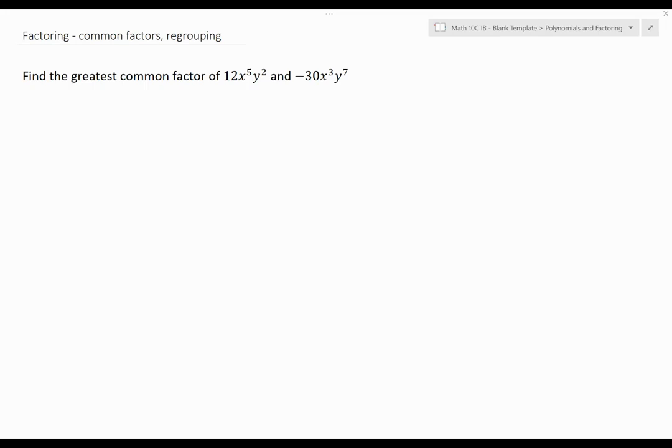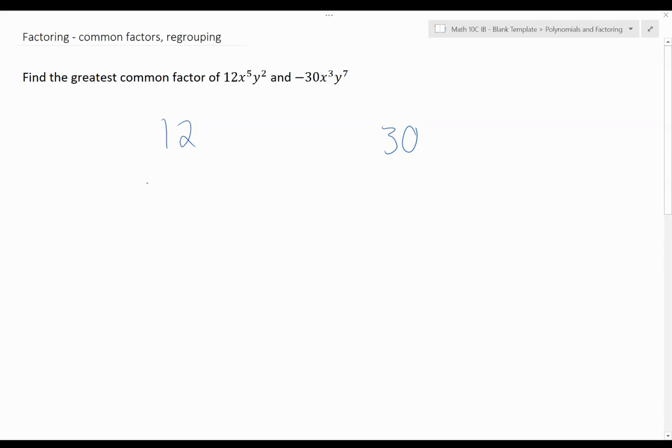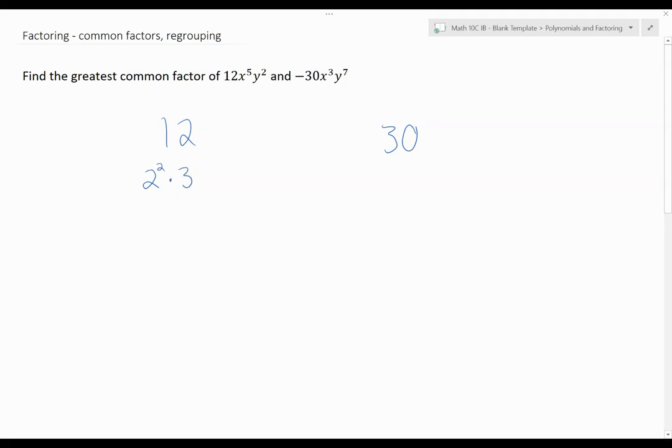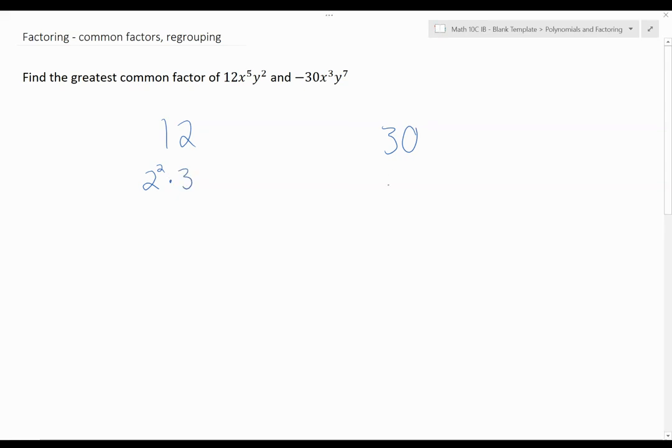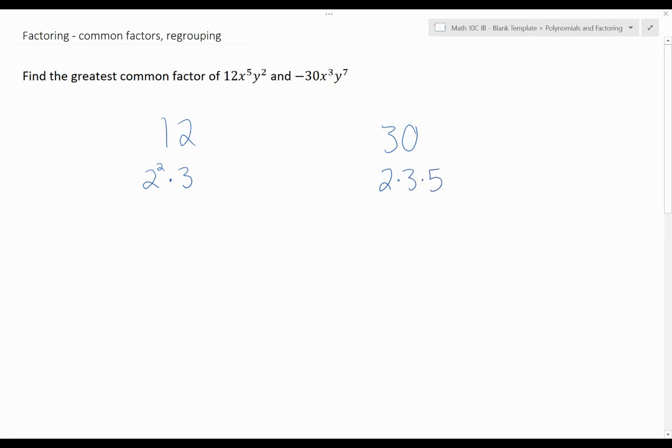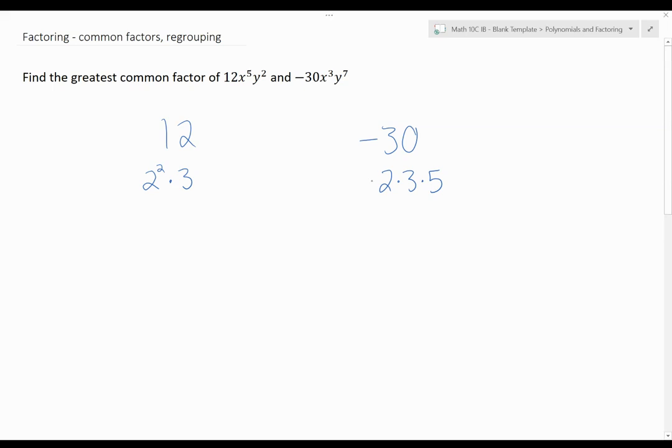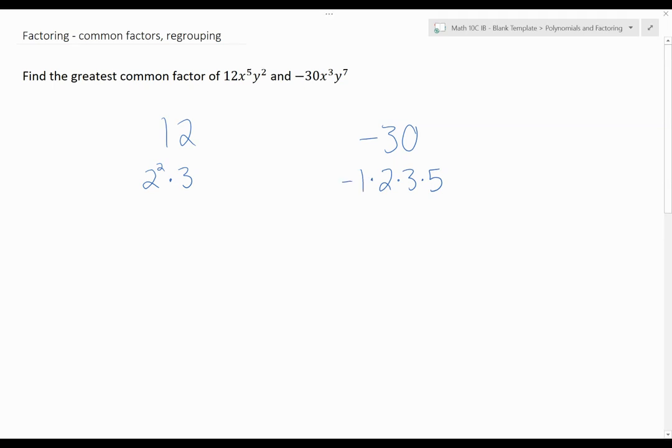Now, if I were just finding the greatest common factor of 12 and 30, one of the ways that I could do that is consider their prime factorizations. So 12, written as a product of prime factors, is 2 squared times 3. And 30 is 2 times 3 times 5. These are the prime factorizations. Now, because I'm dealing with negative 30, I can also include a factor of negative 1. That doesn't really change too much of my process.